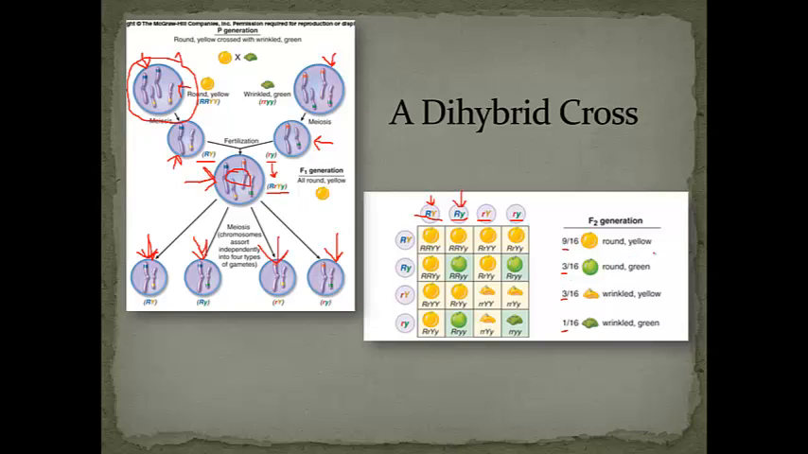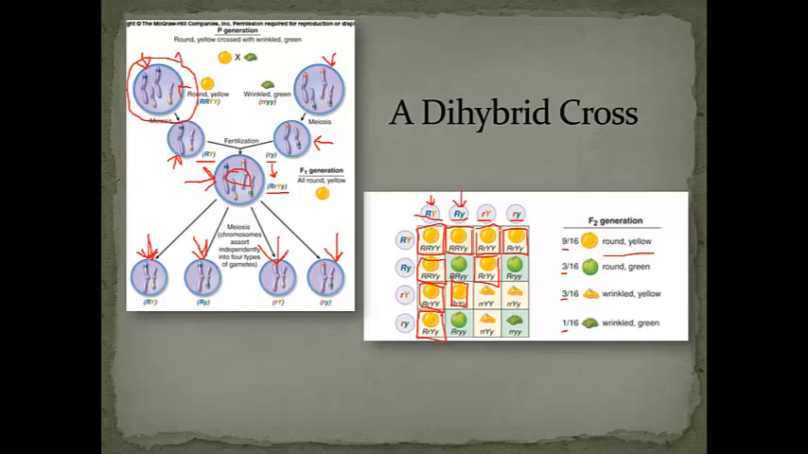Our 9 round yellow ones include this one that's homozygous dominant for both traits, homozygous dominant for seed shape but heterozygous for seed color. That's this one as well. Homozygous for seed color, heterozygous for seed shape. That's this one and this one. And then heterozygous for both traits. That's this one, this one, this one, and this one.